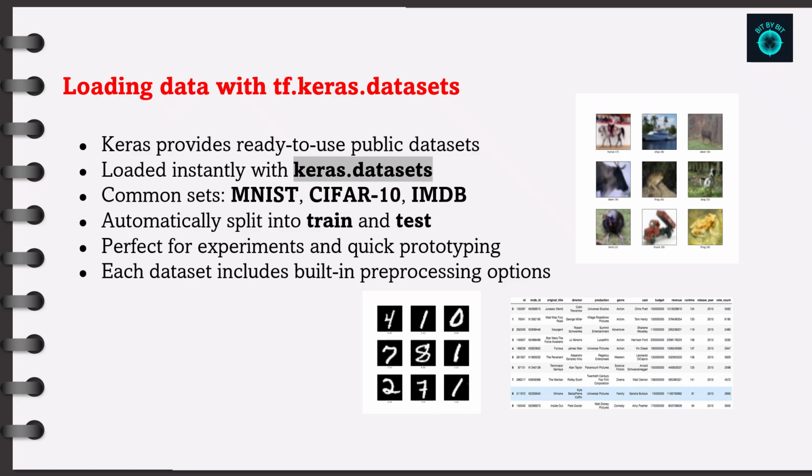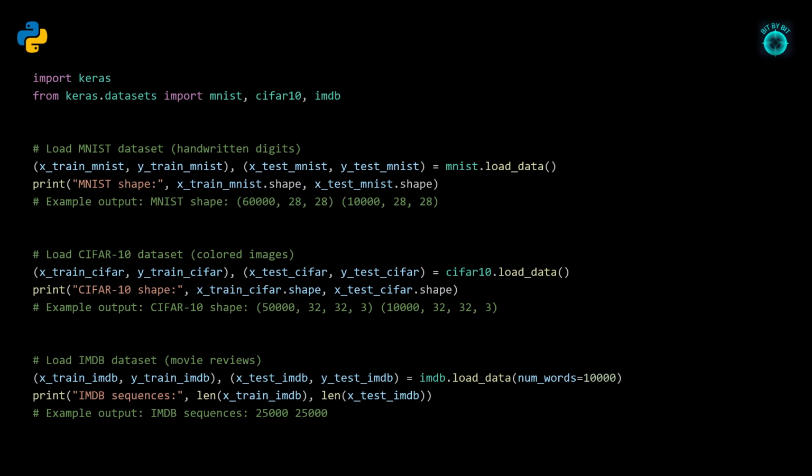Each one comes with convenient preprocessing options, like normalizing pixel values or converting words to sequences, making them ready to feed directly into your models. In this code, first we load the MNIST dataset. It contains black and white images of digits, each 28 by 28 pixels. The load function returns training and test sets automatically.